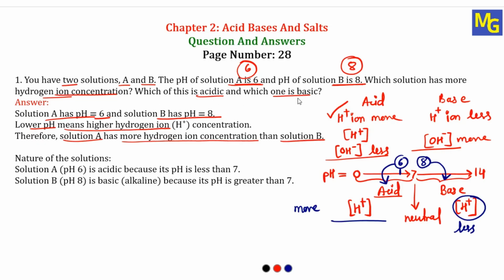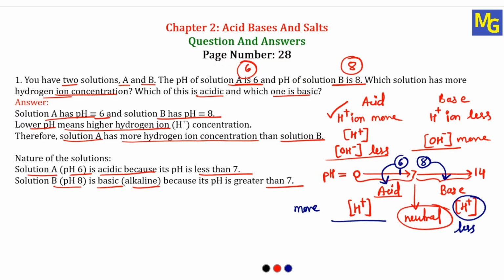Just now I told you, from 0 to 7, if the pH is from 0 to 7, it is acidic. So solution A has pH 6, so it is acidic because its pH is less than 7. Solution B has pH 8, it's basic, or it is also called alkaline, because the pH is greater than 7. And if it is 7, we will call it neutral. So this was the simple answer for question number 1. I hope you understand this answer.